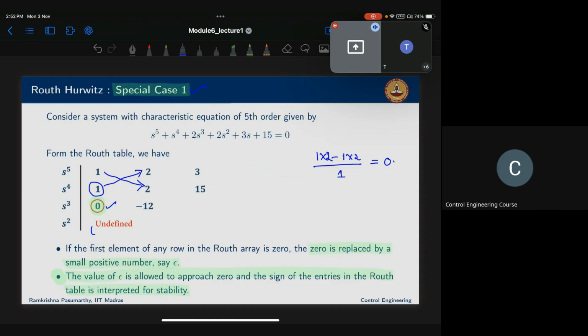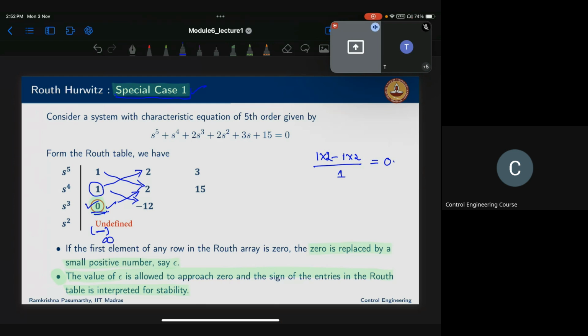So while calculating this term, usually what we do, you calculate this and you calculate this, divide by 0. Okay. So what you get here is infinity. That is all because you have 0 here. That is one special case.